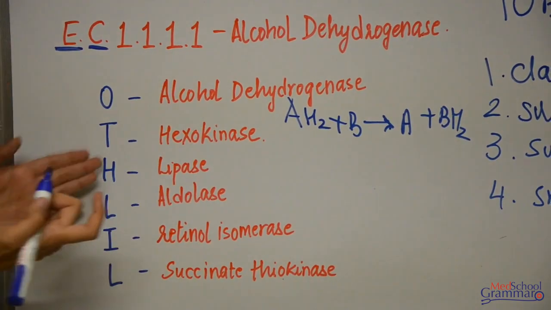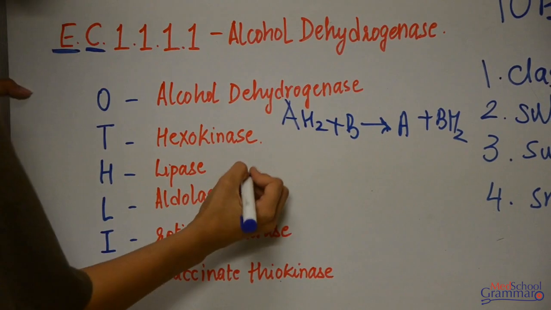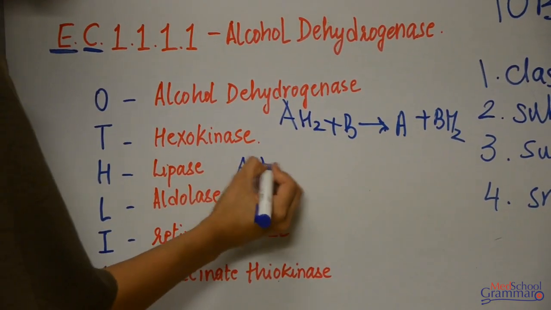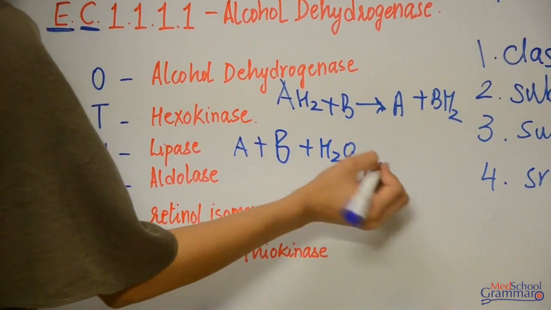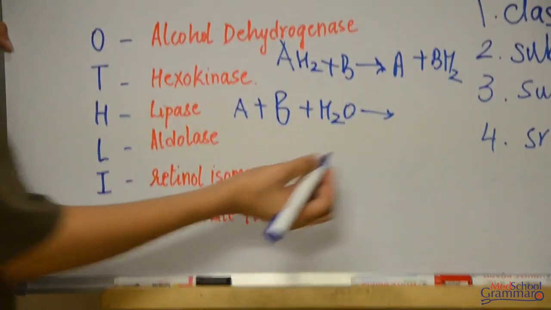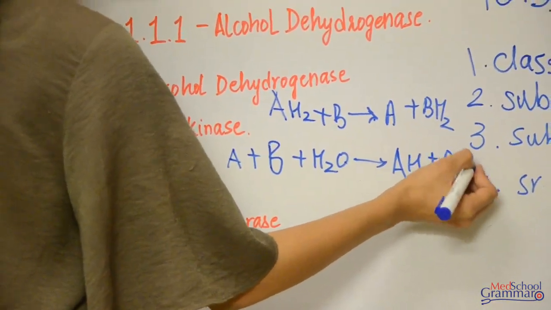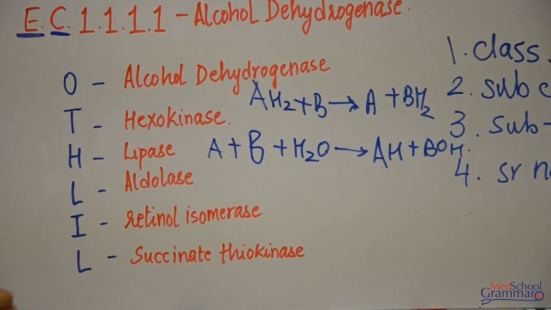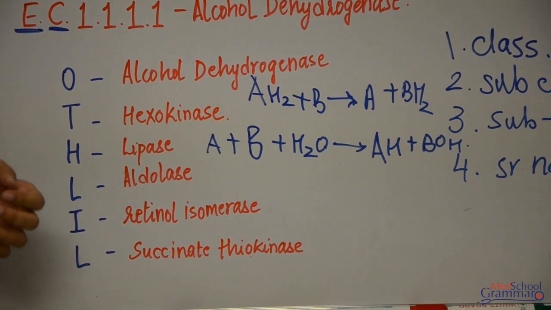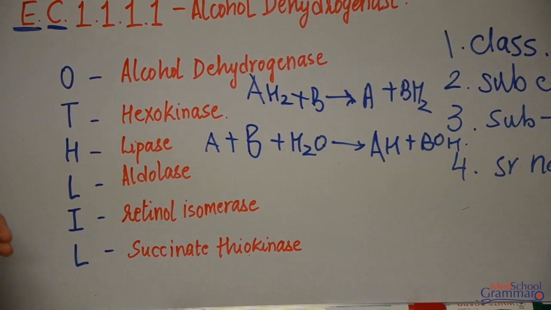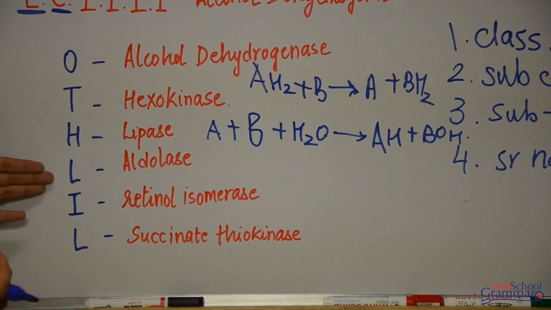Then we have hydrolase. Hydrolase means water molecule is used. So you have A plus B plus say H2O. Under your enzyme action, you will get AH plus BOH, right? Then we have lyase. Lyase involves the cleavage of an already formed bond, and atom elimination. So that is the function of lyase.